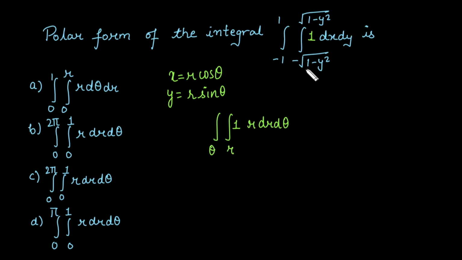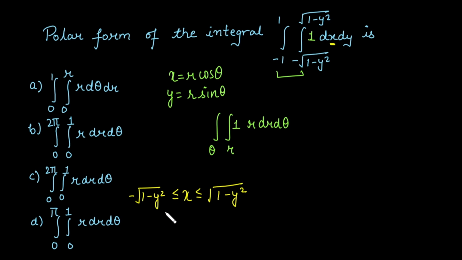How to find this? Find the limits for r and theta from here. Now the inner integration is for which variable? That is for x. Now what is the limit of x in this case? It lies between minus under root 1 minus y square to under root 1 minus y square, one negative and the other positive.